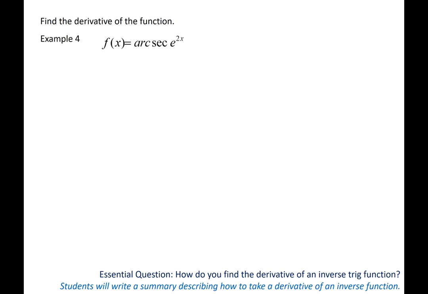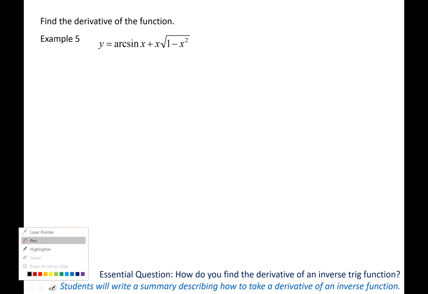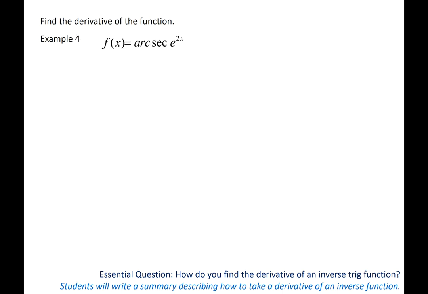All right. Let's look at this next one, example 4. So again, I'm going to look for my u, which happens to be this. So we've got that u equals e to the 2x. And before we can take u prime, we notice there's another chain. So w equals 2x. So w prime equals 2.